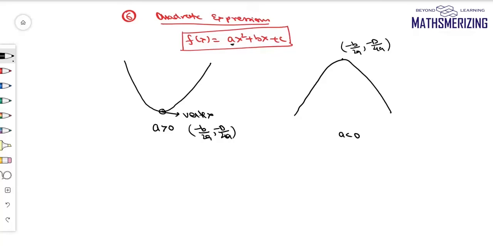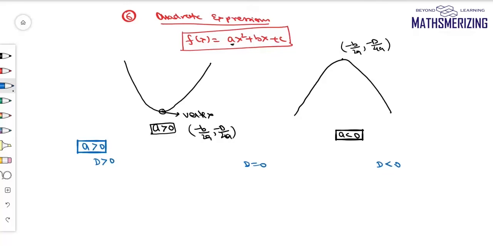Another way to find vertex is by differentiating the function. So, when a is greater than 0, it is parabola opening upwards, and when a is less than 0, it is parabola opening downwards. So, we'll start with the case when a is greater than 0. So that means it's a parabola opening upwards. I'll take 3 separate cases. Case 1, when D is greater than 0. Case 2, when D is equal to 0. And case 3, when D is less than 0.